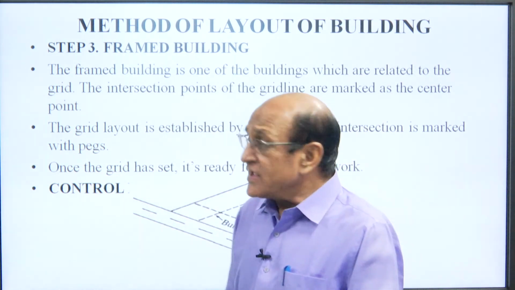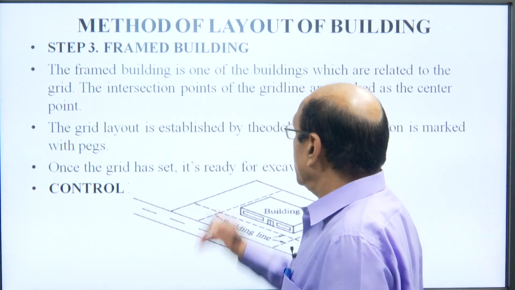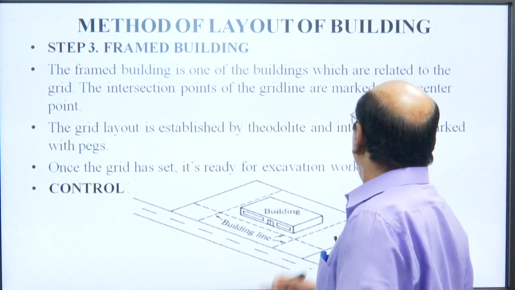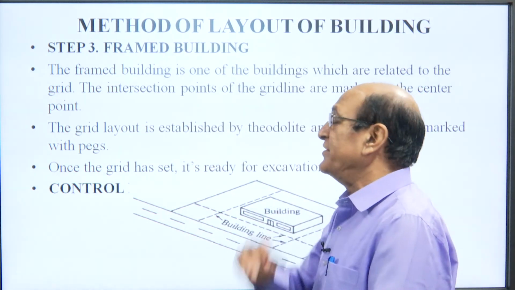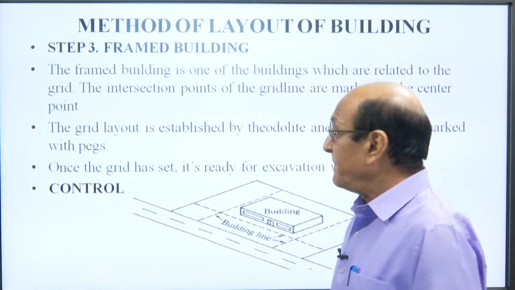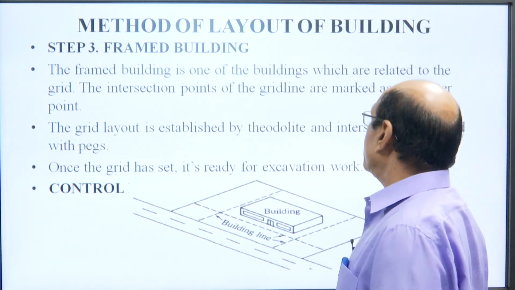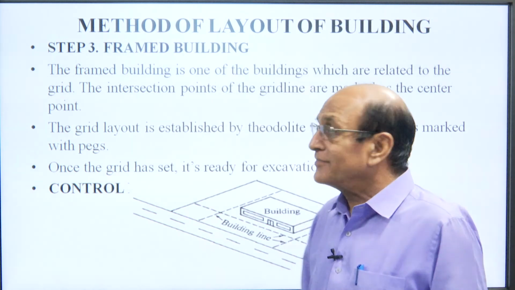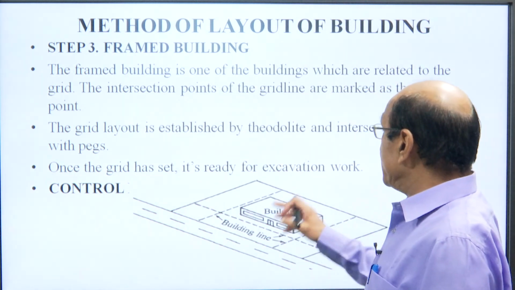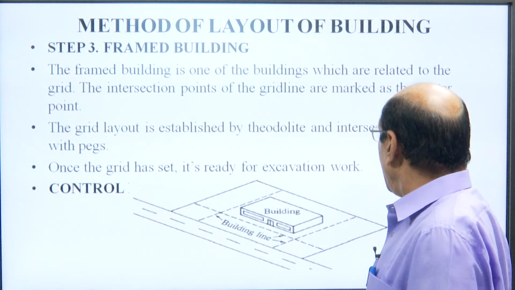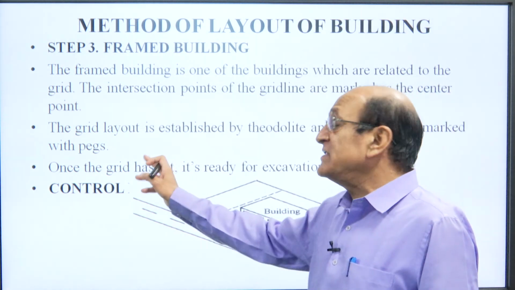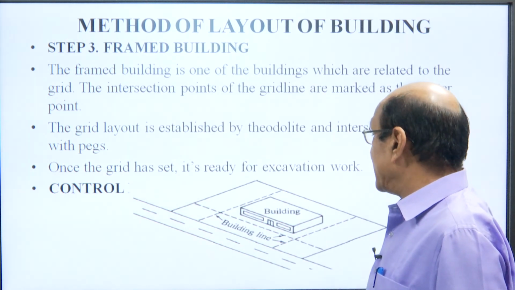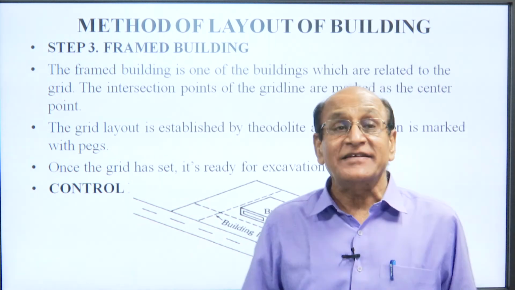Now, step three is the framed building. The framed building is one which is related to a grid. The intersection points of the grid lines are marked as the center points. The grid layout is established by theodolite and intersections are marked with pegs. Once the grid has been set, it is ready for excavation work.